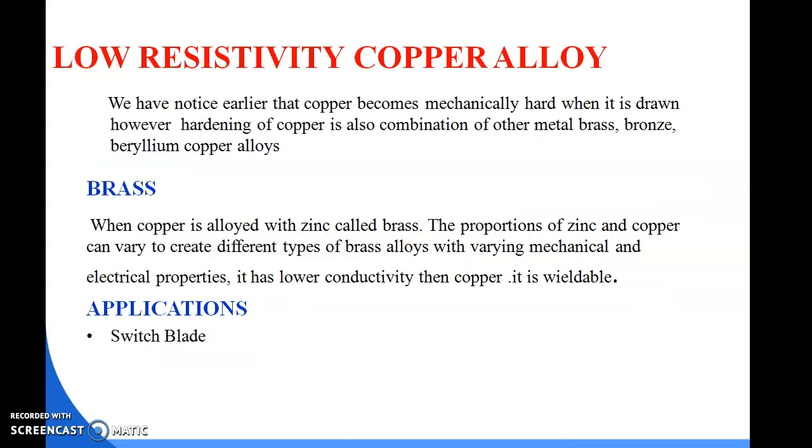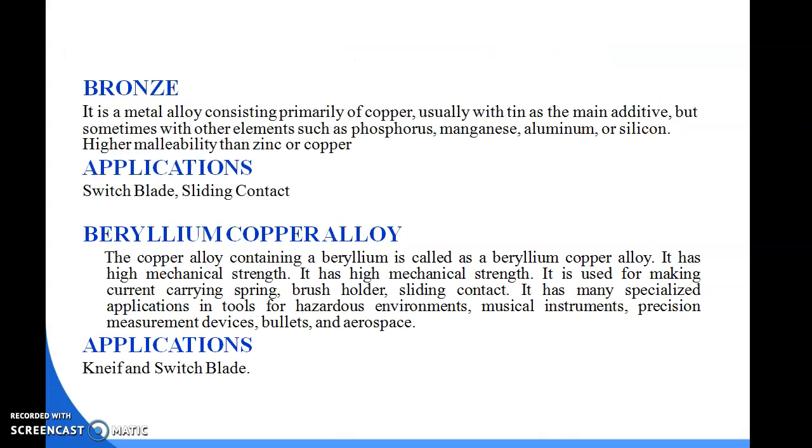Okay, so next, low resistive copper alloy. It has 3 types of combination of low resistive copper alloy: one is brass, another is bronze, another is beryllium copper alloy. We will discuss it in the next class. Okay, so this is about today's topic.